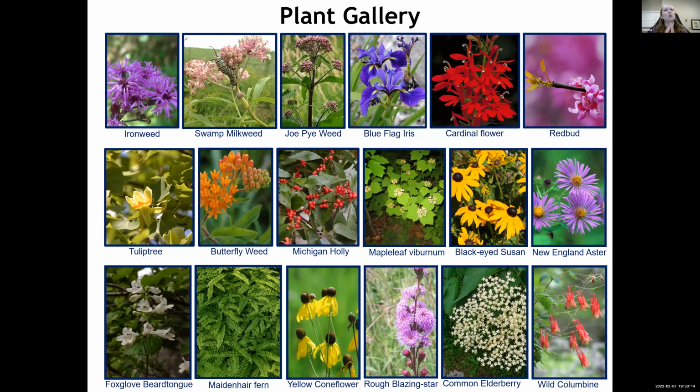I just wanted to show briefly a gallery of photos of native plants because they really are breathtaking in their range of color and texture. And remember that it's not just the wildflowers, our shrubs like maple leaf viburnum, our trees like tulip tree can be really beautiful. Ferns can lend a lot of texture to a planting like maidenhair fern.